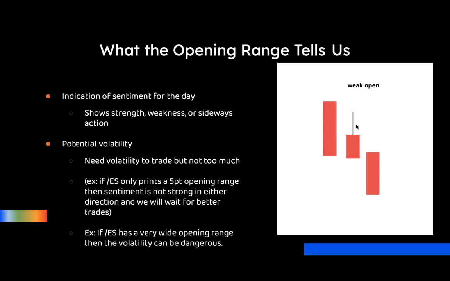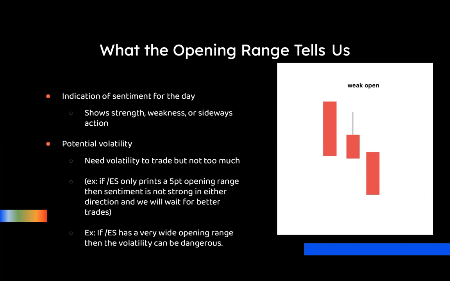So here on the right, you can see that there's a very weak open. You see these extremely bearish candles. When you have an opening range that is pretty bearish, it's telling us that we may be in for a very bearish day. And based on the size and the volatility of the opening range, we can gauge the potential volatility for the day.